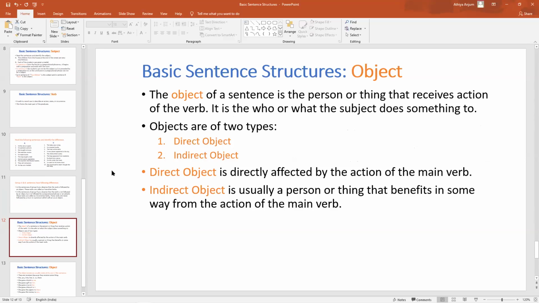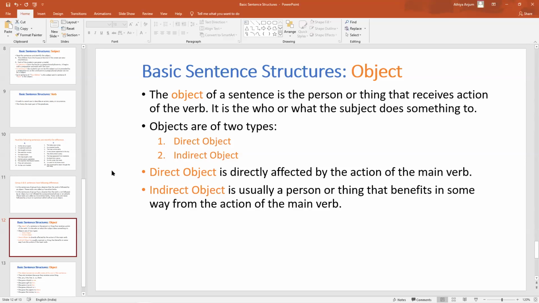So, direct object: directly affected by the action of the main verb. When you ask directly what was done, the answer you get becomes the direct object. Indirect object: usually the person or thing that benefits in some way from the action of the main verb.